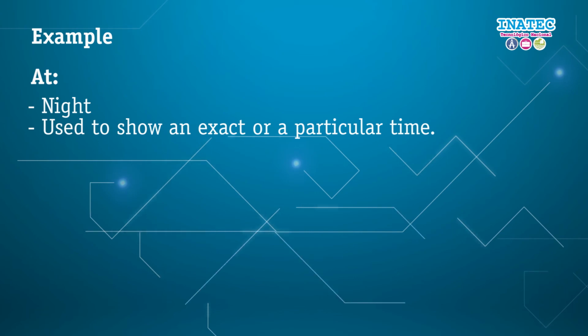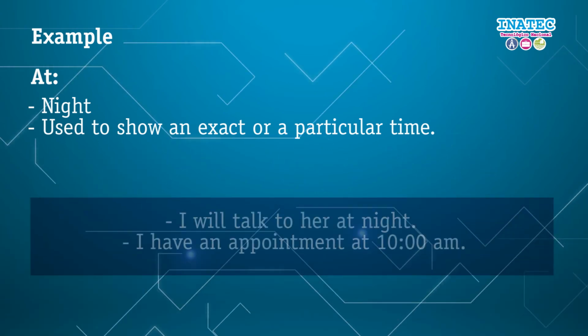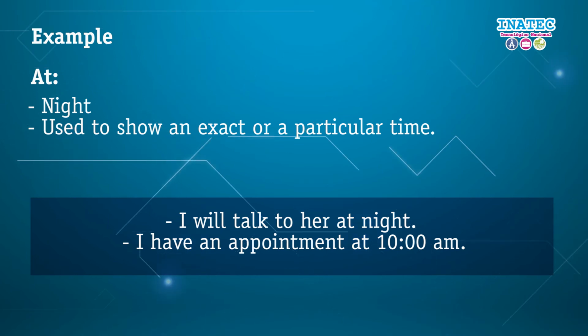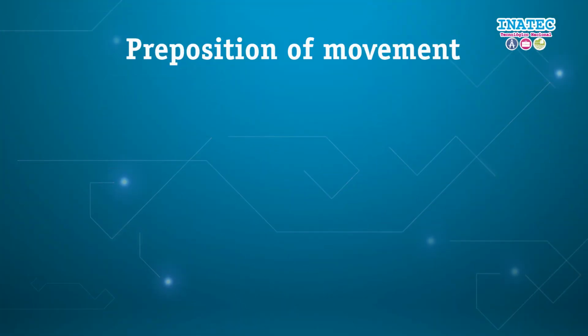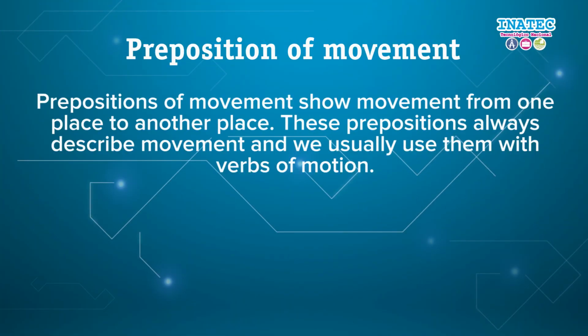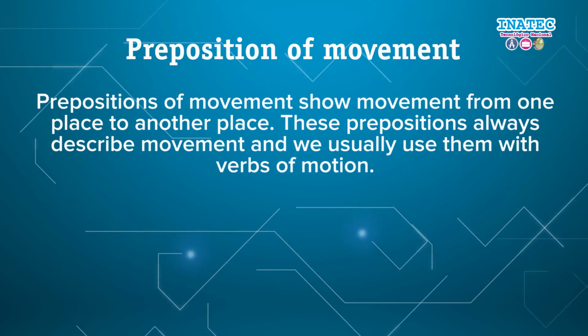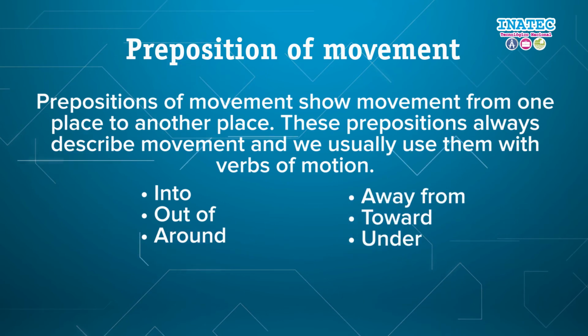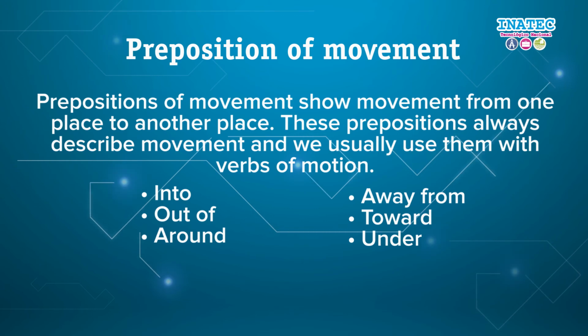At. Used with night. Used to show an exact or a particular time. I will talk to her at night. I have an appointment at 10 a.m. Prepositions of movement. Prepositions of movement show movement from one place to another place. These prepositions always describe movement, and we usually use them with verbs of motion. Into, out of, around, away from, toward, and under are some prepositions of movement.